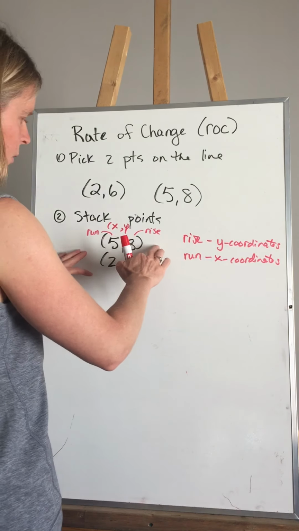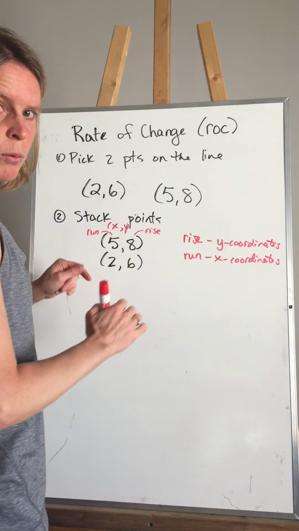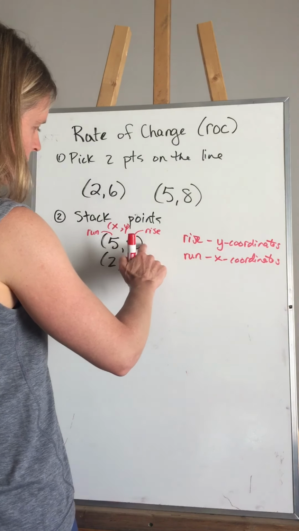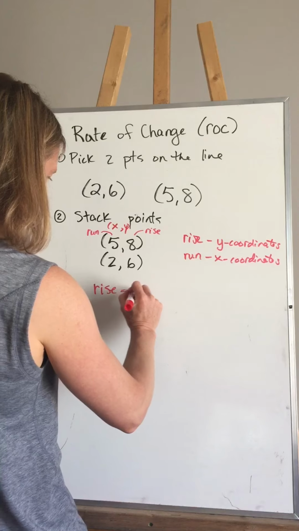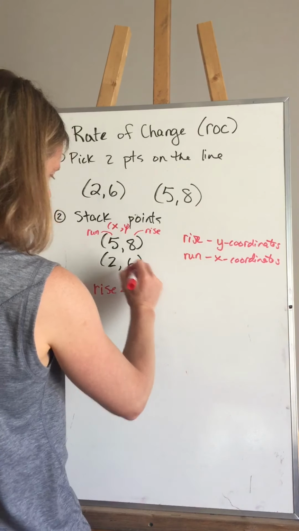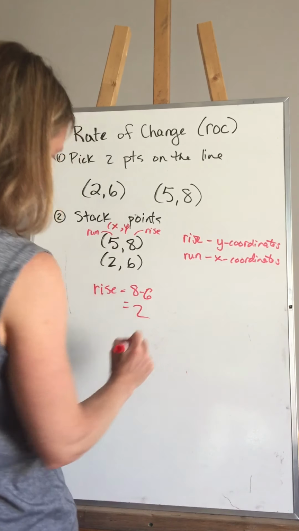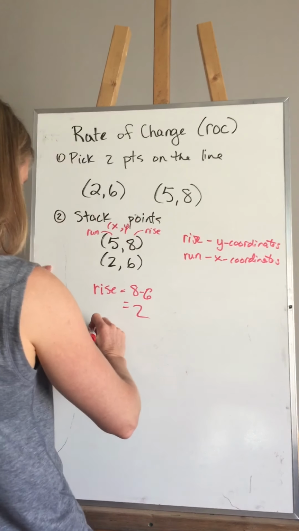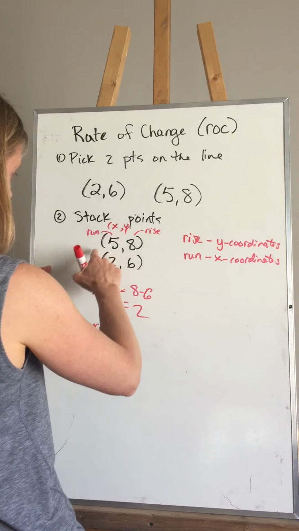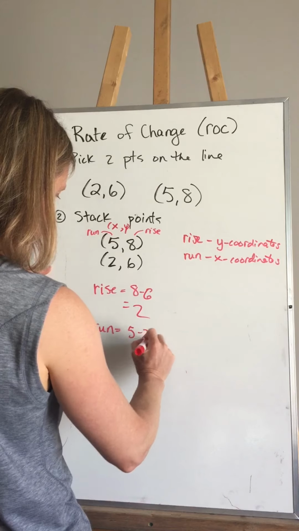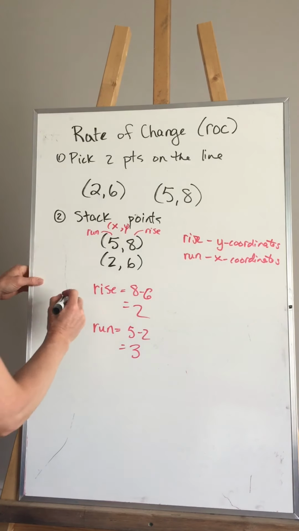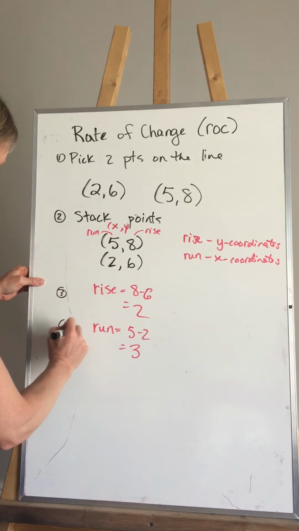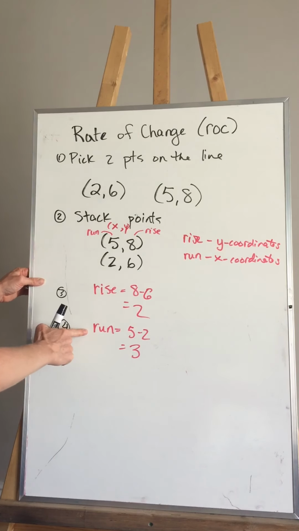It makes a difference, of course, because when you divide them, you've got to know which one goes on top. So my rise is going to be 8 minus 6, which equals 2. So my rise is 2. My run is 5 minus 2, which is 3. So that's steps 3 and 4, figuring out your rise and your run.